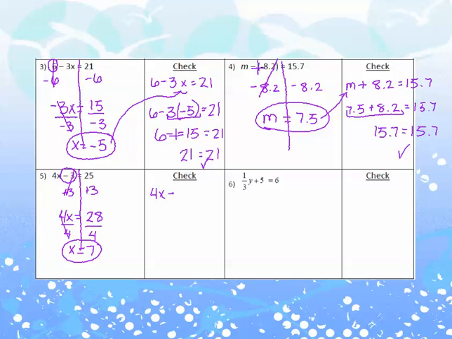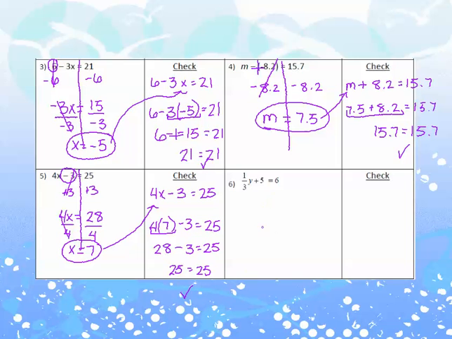We have 4x minus 3 equals 25. I'm going to substitute in 7 where the x is, so 4 times 7 minus 3 should equal 25. 4 times 7 I'm going to do first, so that's 28 minus 3 should equal 25. And 28 minus 3 is 25, so 25 is equal to 25. So we got it right.